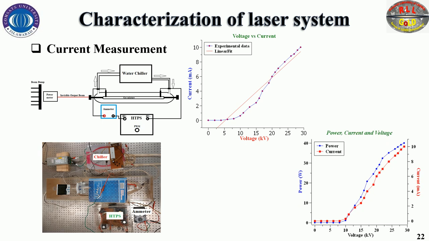After the comparison of the power, voltage and current, we see that with the applied voltage, the current and power both increase linearly, and at 10 milliampere we get 40-watt output power from this laser system.